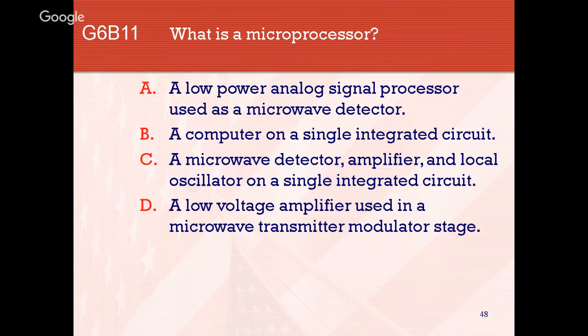What is a microprocessor? Remember, that's a kind of complex component, but really it's a computer. The simplest description of it is B, a computer on a single integrated circuit, however complex it may be.